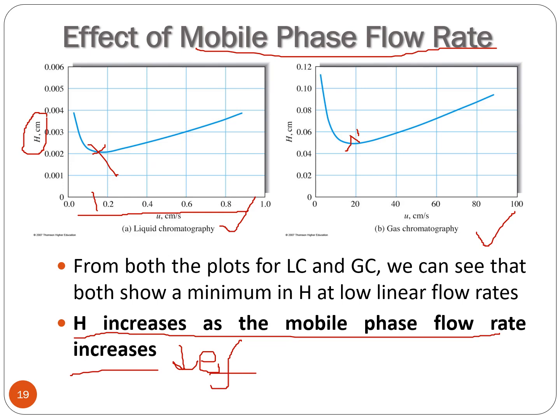Kenapa? Sebab the lower the H, the higher the efficiency. So kalau H increase, the efficiency will decrease. So in this case, the mobile phase flow rate kena decrease, barulah efficiency ni akan increase.